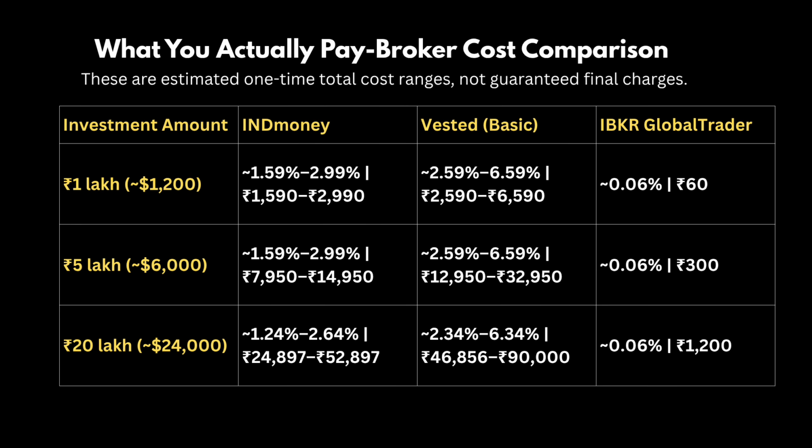Vested, as we discussed, has two versions, basic and premium, but I have taken basic as an example. In this case, it will cost you 6,000 rupees for a 1 lakh round trip. For 5 lakh it will be around 30 to 32,000, and for 20 lakh it will be approximately 46,000 to around 90,000. But if you see IBKR, that is the best thing with IBKR. With 1 lakh you are only paying around 60 rupees, with 5 lakh around 300 rupees, and with 20 lakh it is hardly 1200 rupees.